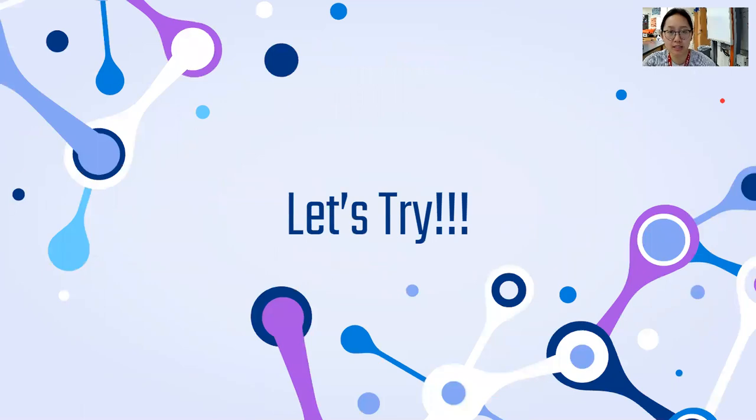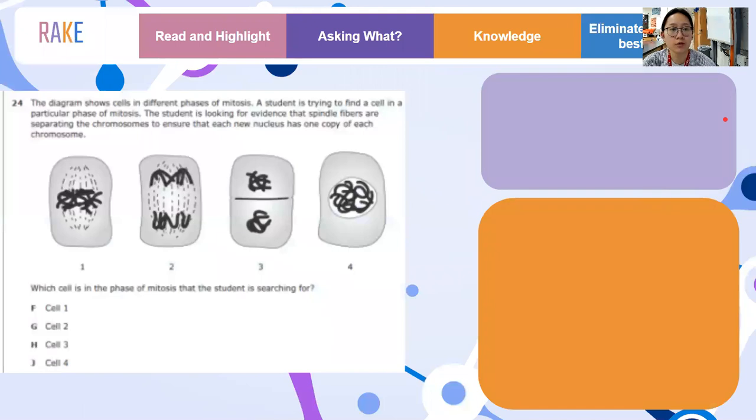So let's try a practice problem together as an example before you do some independent work on your own. We are going to use the RAKE method where we read and highlight, ask the question again, show our knowledge, and eliminate the answer choices that don't work and pick our best answer.